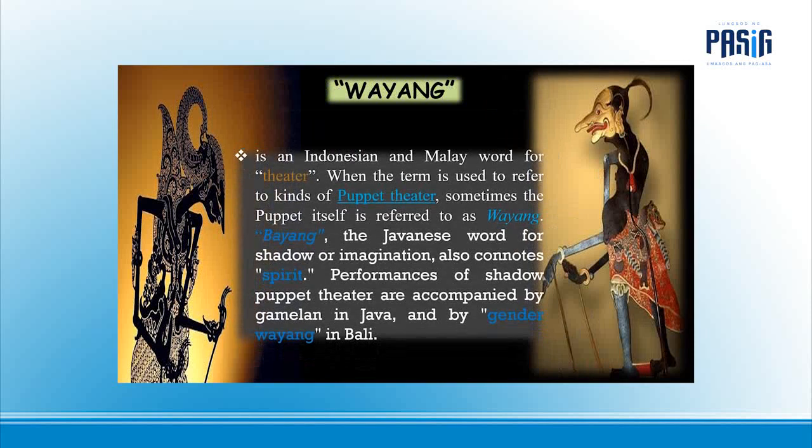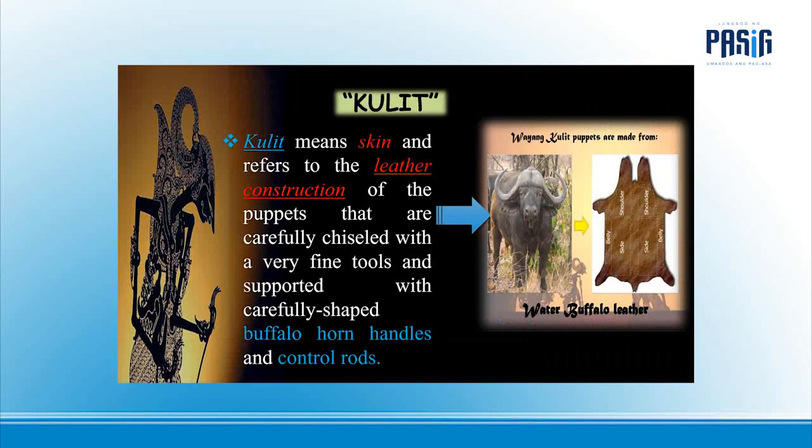When the term is used to refer to kinds of puppet theater, sometimes the puppet itself is referred to as wayang. Bayang, the Javanese word for shadow or imagination, also connotes the spirit. Performances of shadow puppet theater are accompanied by gamelan in Java and by gender wayang in Bali. Kulit means skin and refers to the leather construction of the puppets that are carefully chiseled with very fine tools and supported with carefully shaped buffalo horn handles and control rods. Commonly the part used is the belly part of the buffalo.